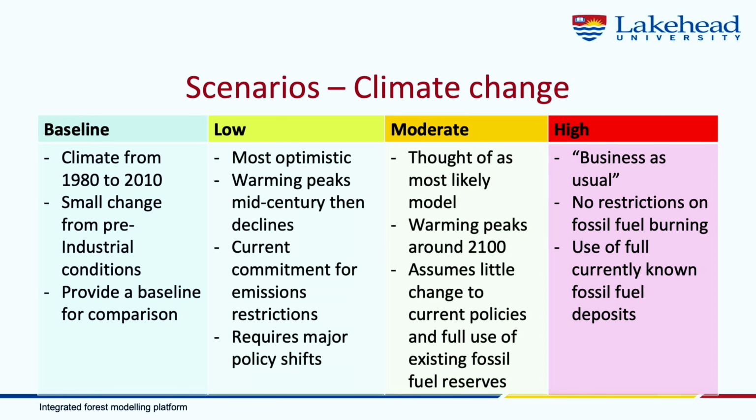So some of the scenarios that we're running through, especially with the climate here, start with the baseline. This is the one that we're going to be using as our standard to test our other scenarios against. It is representative of climate from 1980 to 2010. It's supposed to reflect small changes from pre-industrial conditions. Again, it provides that baseline comparison of what we would expect the forest to look like had we not changed the climate the way that it's projected to change.